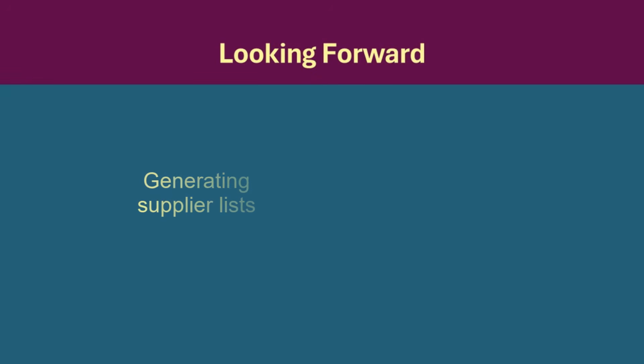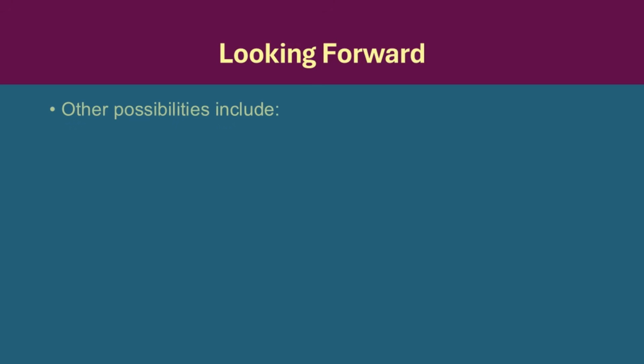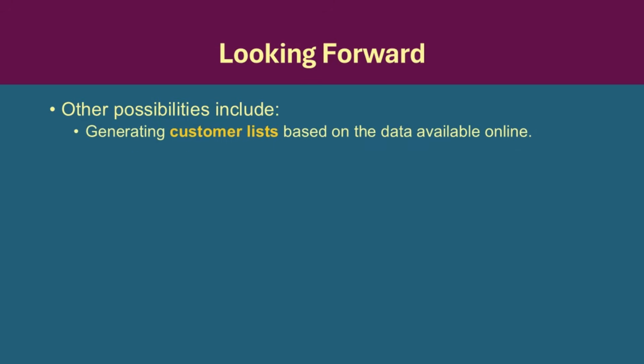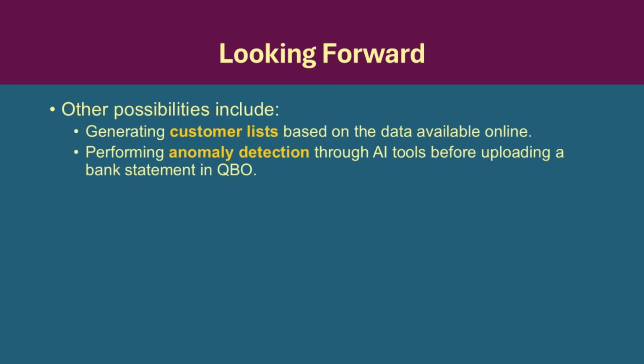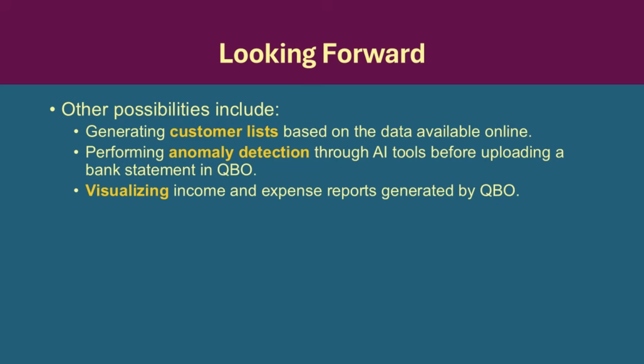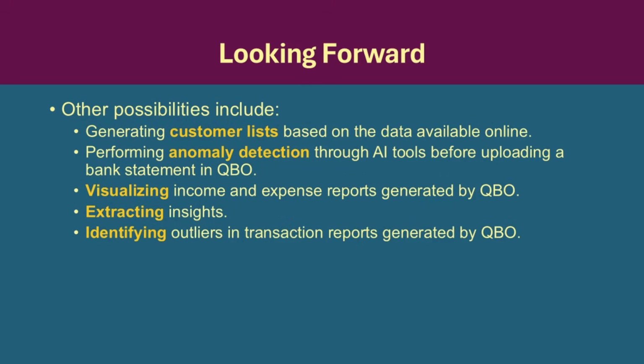Looking forward, generating supplier lists and categorization of transactions are just a few of the many ways in which AI tools can improve your bookkeeping with QBO. Out of these countless possibilities, some are as follows: generating customer lists based on the data available online, performing anomaly detection through AI tools before uploading a bank statement in QBO, visualizing income and expense reports generated by QBO, extracting insights and identifying outliers in transaction reports generated by QBO.